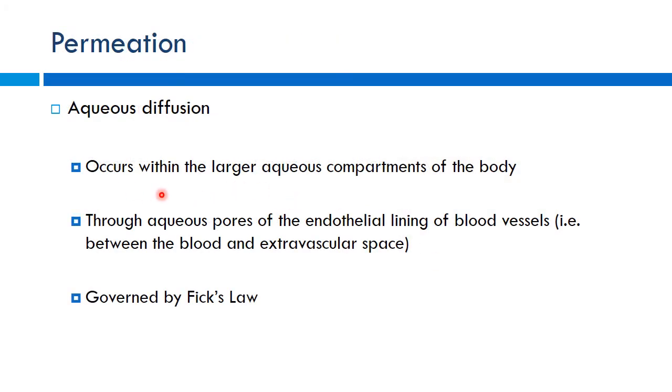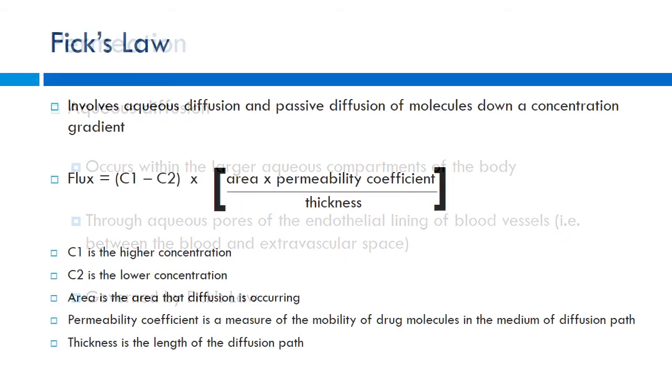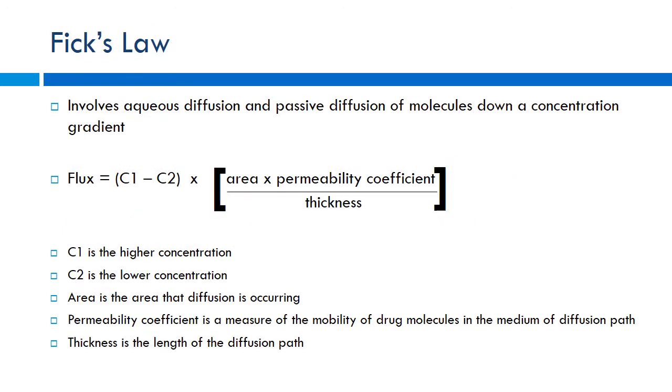Aqueous diffusion occurs in the larger aqueous compartments of the body. Think about passing through endothelial layers, getting to the blood vessels, and going between the blood and the extravascular space. So we're still staying within the extracellular compartment, but transitioning between different aqueous phases, and that's governed by Fick's law. Has anyone heard of this law before? Anyone ever met Dr. Fick? I didn't either, but his law is pretty good. It's very important for seeing how aqueous diffusion of a substance can occur, and it specifically concerns passive diffusion of molecules going along their concentration gradient.